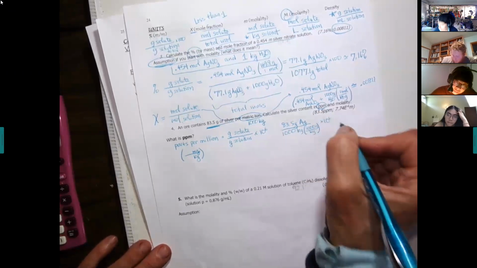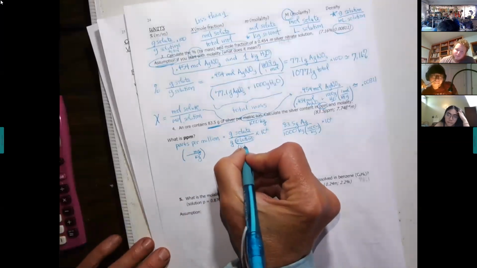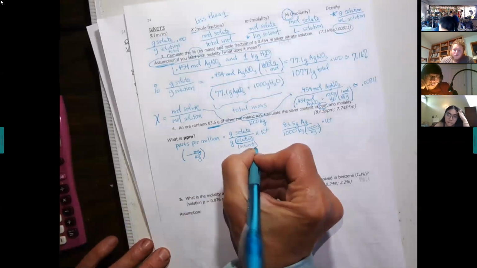And then you'd be multiplying by the million. So this is the piece that's interesting on this one. Because it is so diluted, the solvent and the solution are interchangeable. Because there's so little solute, we'll get 83.5, because the denominator is 1,000,000. So we would have 83.5 parts per million.